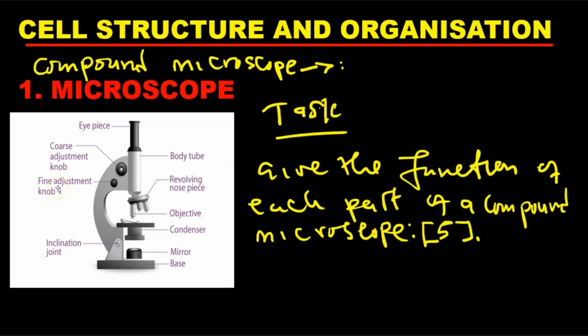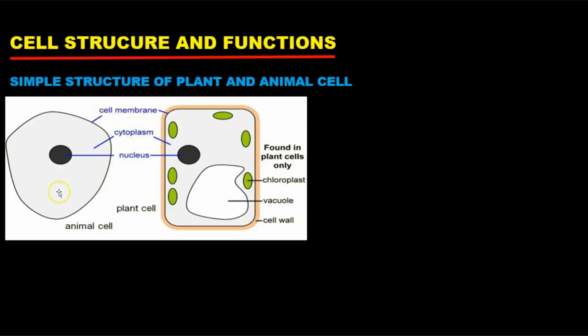Okay, we can now look at the simple structure of a cell. Under the study of a cell, let us start by looking at the simple structure of a cell, the structure and the function. So this is the simple structure of a plant and animal cell. In this study we are normally going to focus on plant and animal cells.